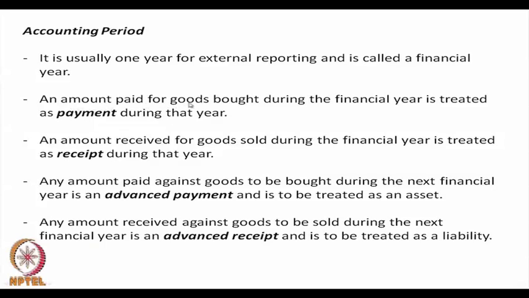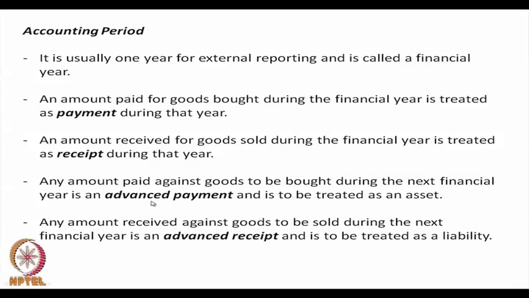An amount paid for goods bought during the financial year is treated as payment during that year, and similarly the reverse is true for receipt. An amount received for goods sold during the financial year is treated as receipt during that year, and an amount paid against goods to be bought during the next financial year is an advance payment and is to be treated as an asset.